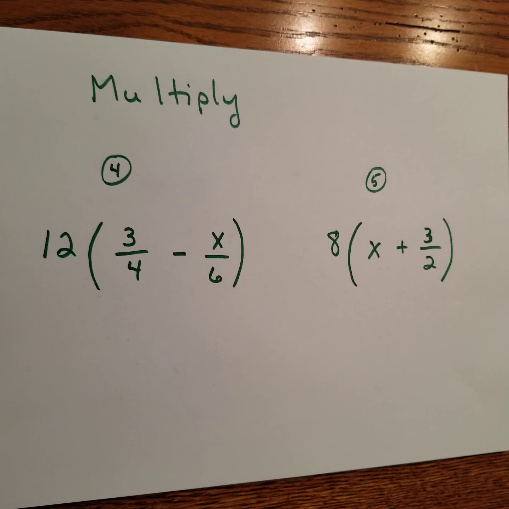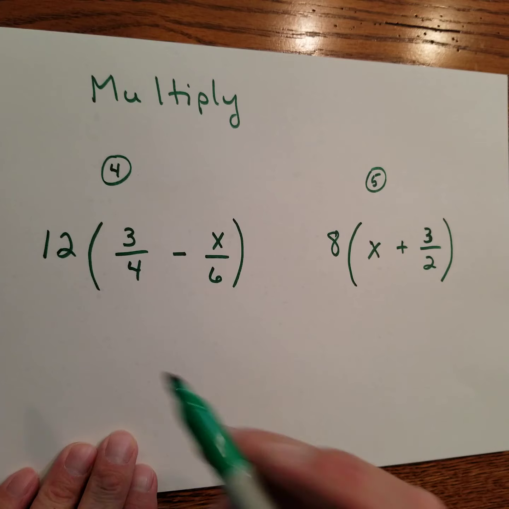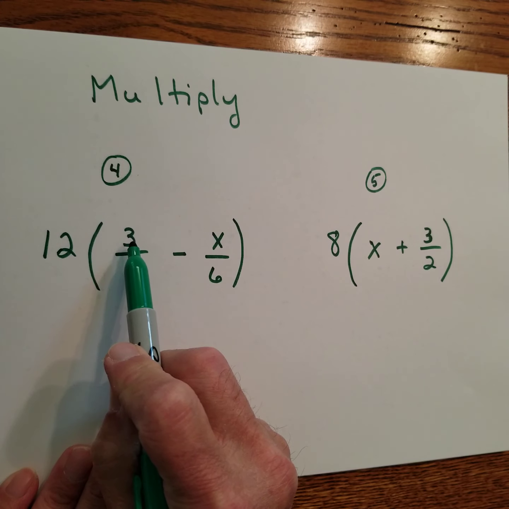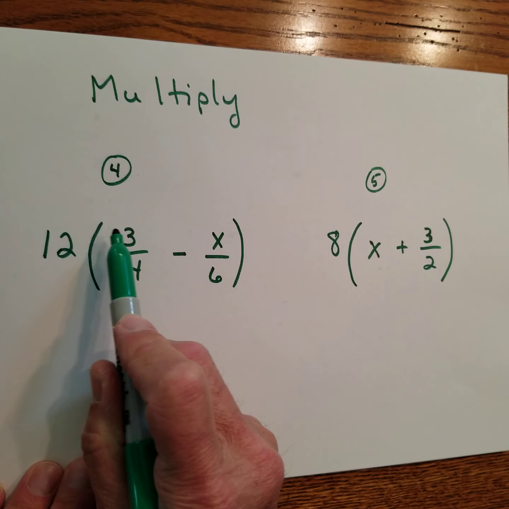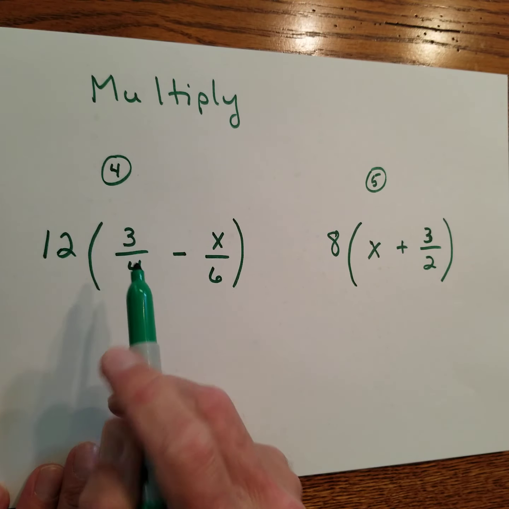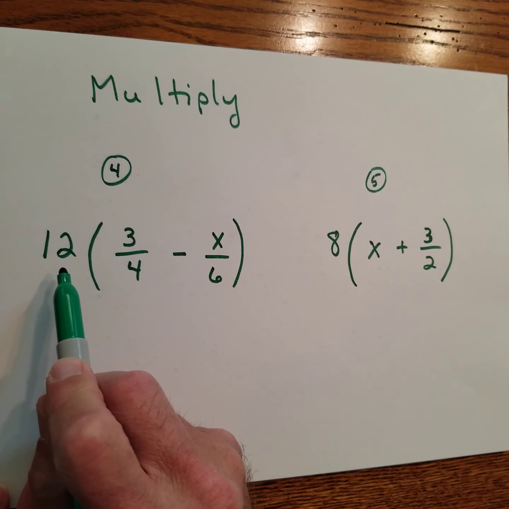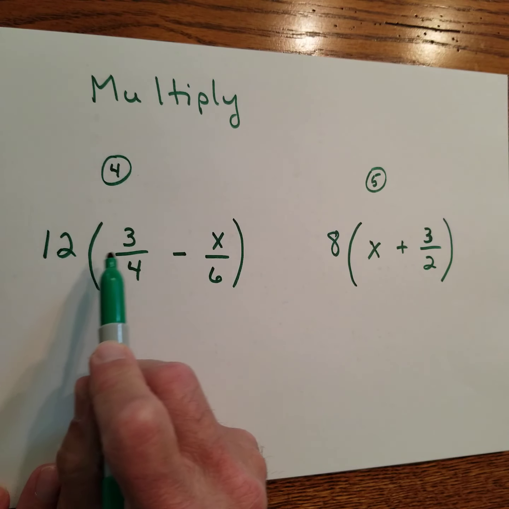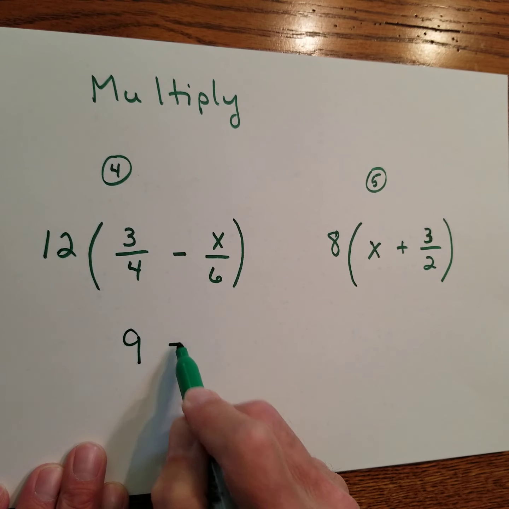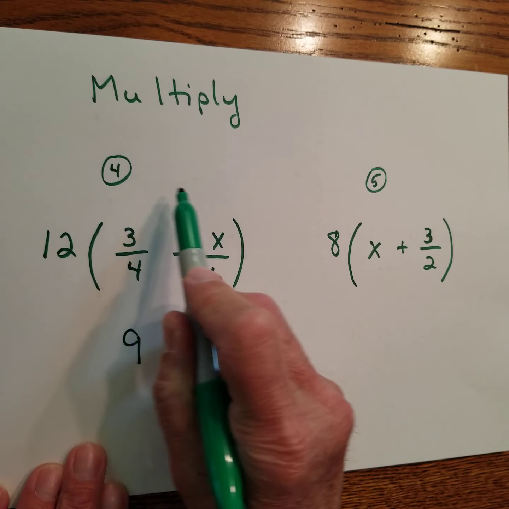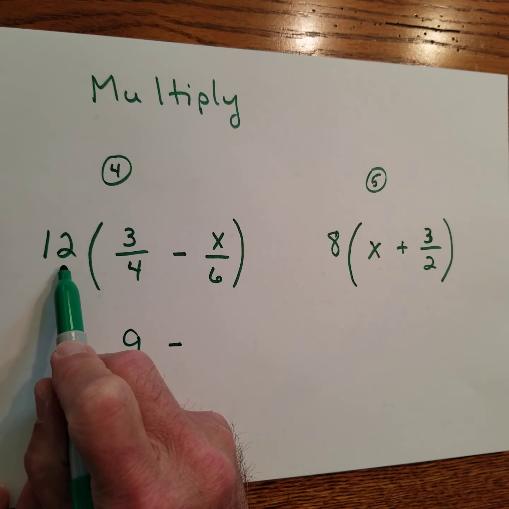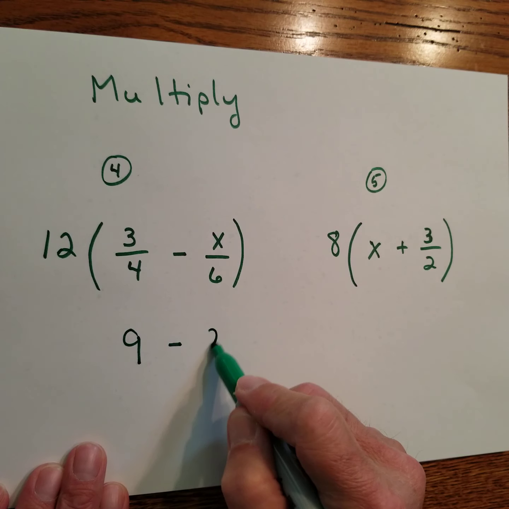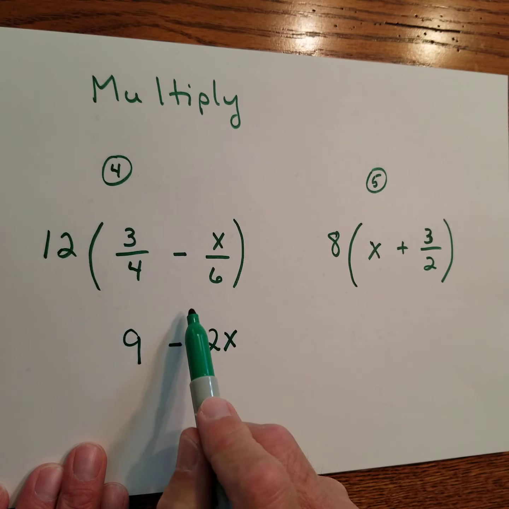For these 2 problems, we'll distribute, but we'll continue to use our nice new trick. We're going to distribute the 12 times the 3/4 and the 12 times the x over 6. Let's do 12 times 3/4 first, but remember our trick. How many times does 4 go into 12? 3. 3 times 3, that's 9. Now when we multiply here, how many times does 6 go into 12? 2. And 2 times x is 2x. Got it.